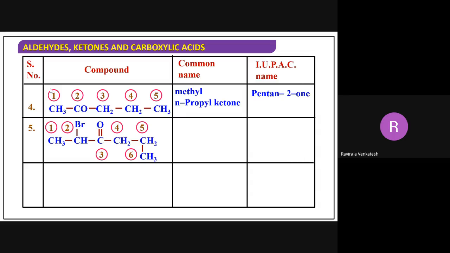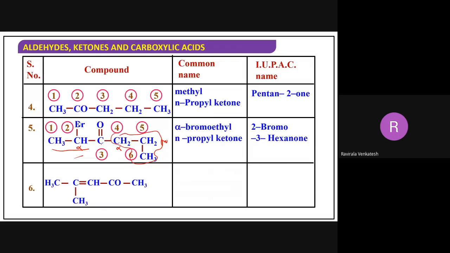Now, if you observe, 2-bromohexan-3-one. Correct or not? 2-bromohexan-3-one, or 3-hexanone. Both are correct. Or alpha-bromo, because this is the functional group. This is an alpha carbon, this is also an alpha carbon, but this alpha carbon has the bromine. This part is an ethyl group, and this part is propyl. So it is ethyl propyl ketone, but since alpha has bromine, it is alpha-bromo ethyl propyl ketone.